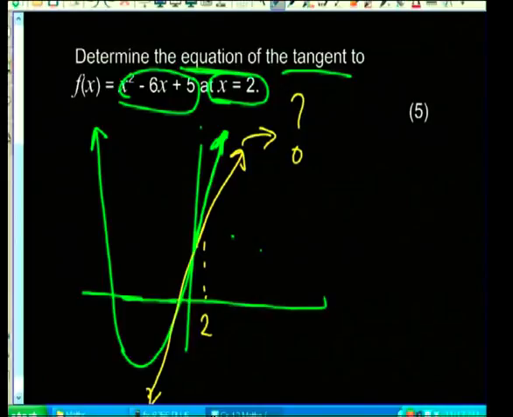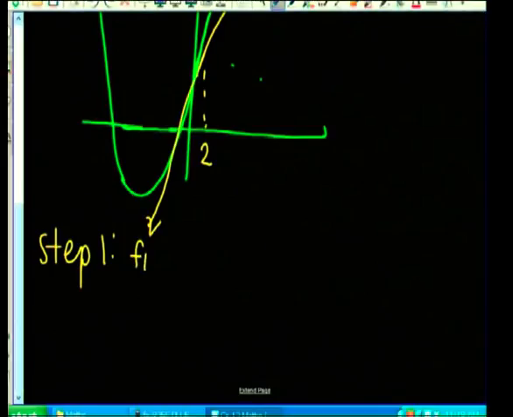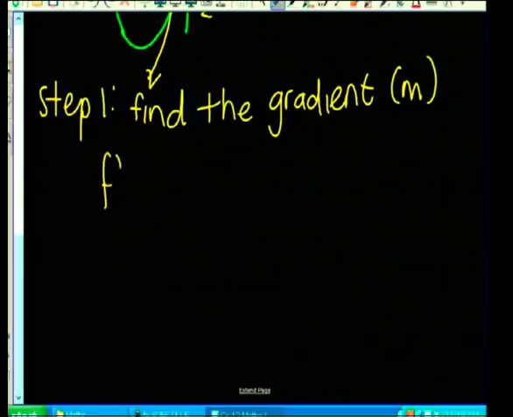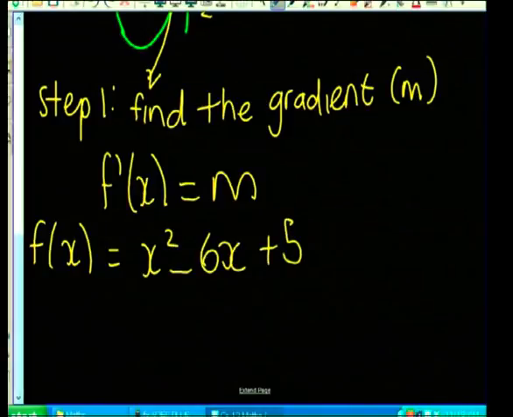So let's see. If you remember now in algebra when we had to find the equation, step 1 is you need to find the gradient, or m. And remember in calculus, the gradient is actually the derivative. So we have there f at x equal to x squared minus 6x plus 5.